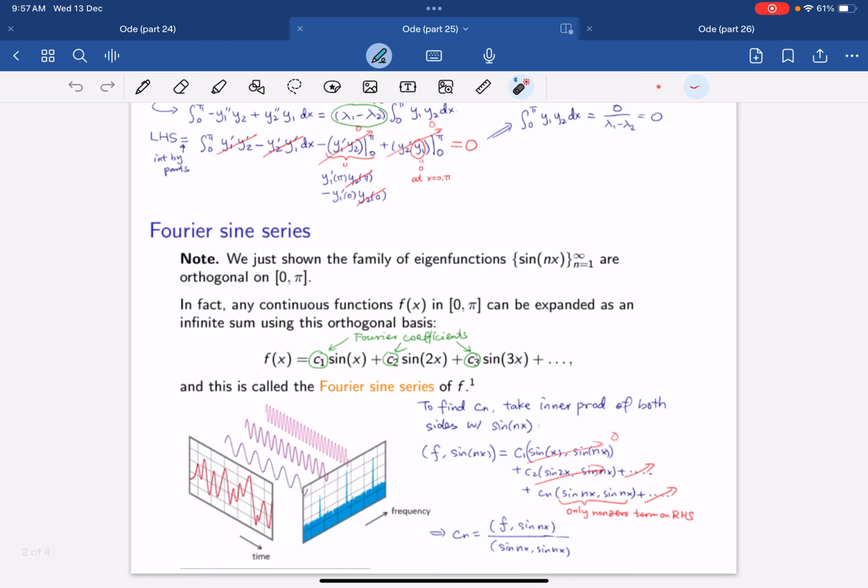And to sidetrack a bit, an interesting fact is that for the Fourier sine series, because we have shown that the family of these eigenfunctions sine nx are orthogonal, the fact remains that any continuous function from 0 to pi can be expanded using this as the orthogonal basis, and this is known as the Fourier sine series.